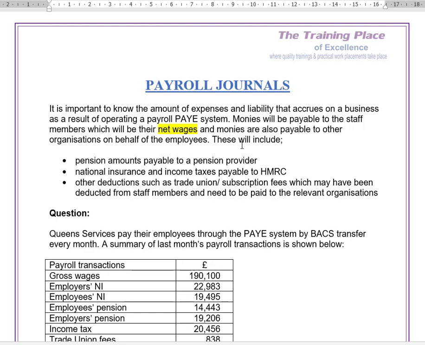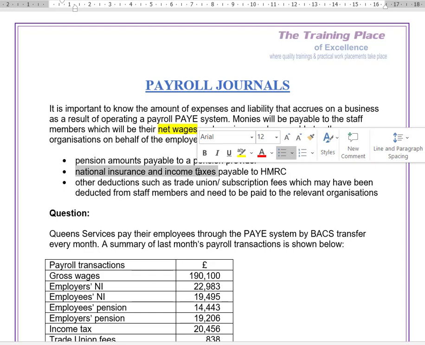Take a look at this. When you have those deductions made, it doesn't belong to the company or the organization, the employer. No, it belongs to the outside bodies. So it implies those monies that are deducted from the staff members need to be paid to the outside bodies, and that will include the pension amounts payable to pension providers, national insurance and income taxes payable to HMRC, and that will be a liability.